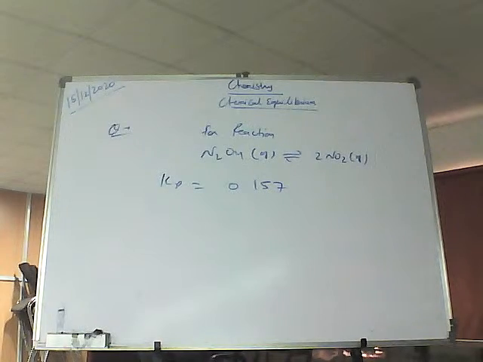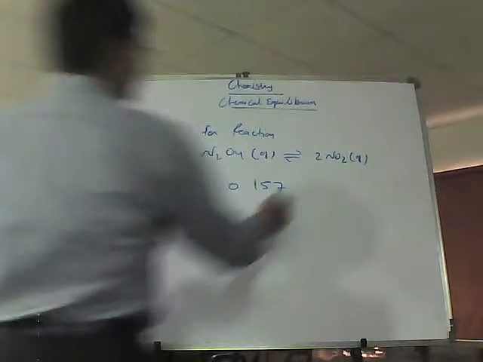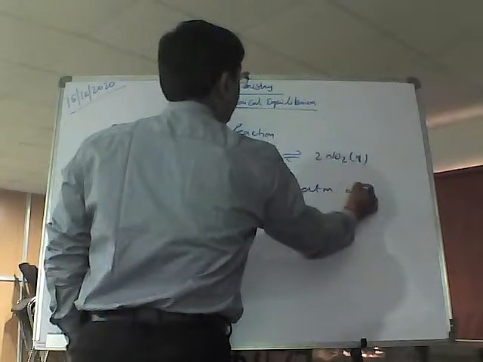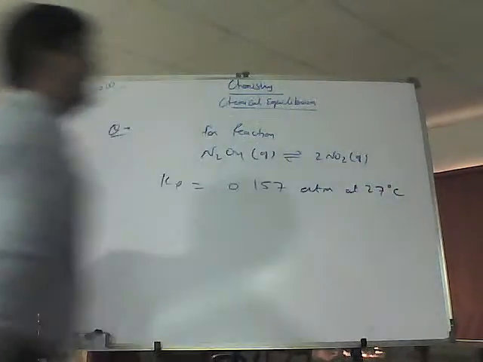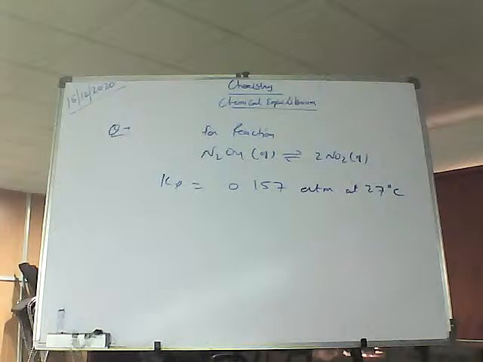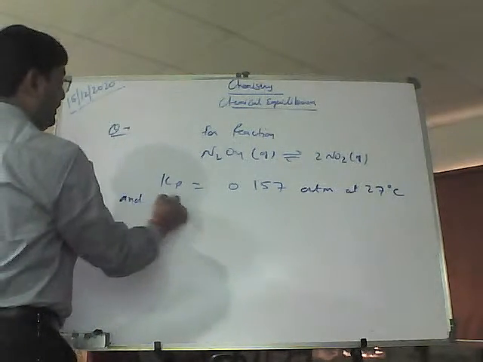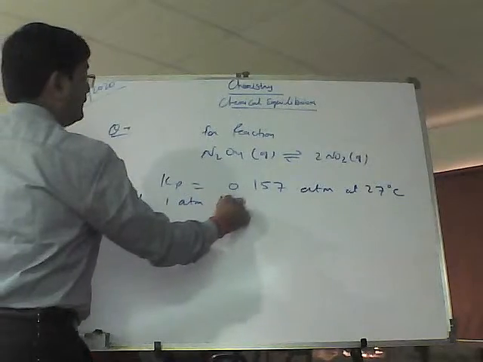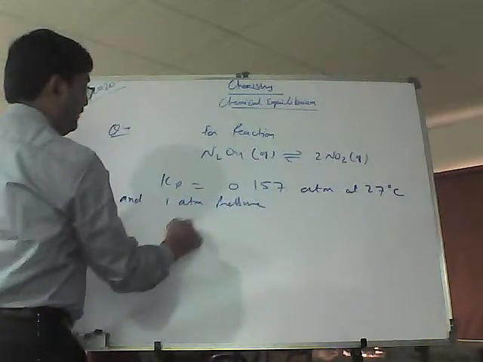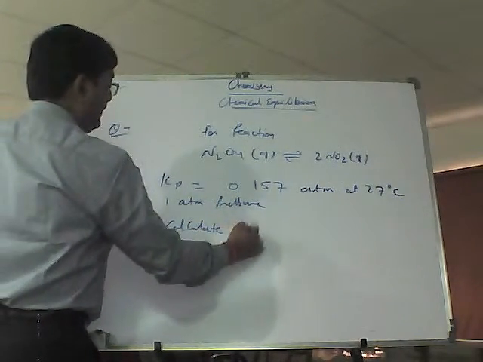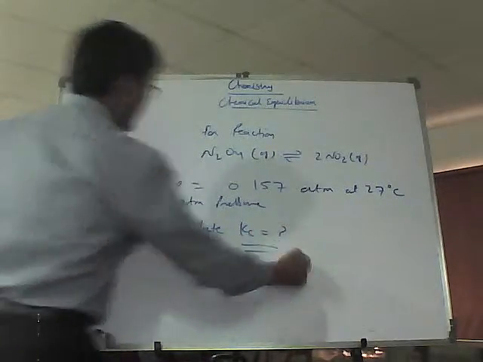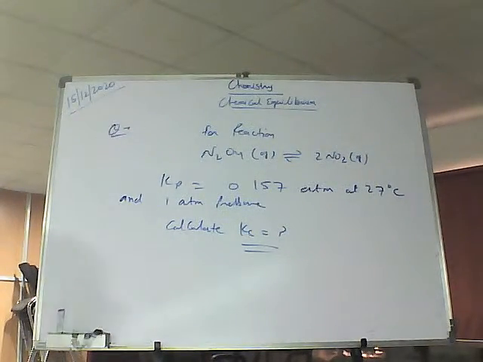Okay, Ardeep, no problem. So Kp is given as 0.157 atm at 27 degrees Celsius and 1 atmospheric pressure. Calculate Kc. Now everybody please try to solve it. This time solve it yourself, what will be the answer? Find out the value of Kc.